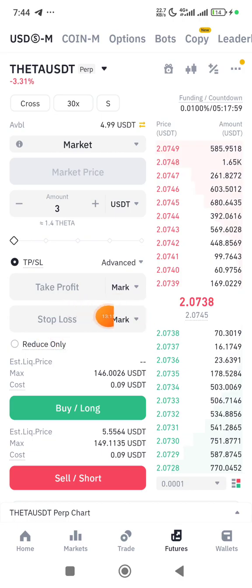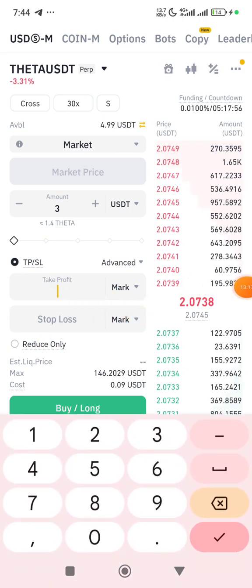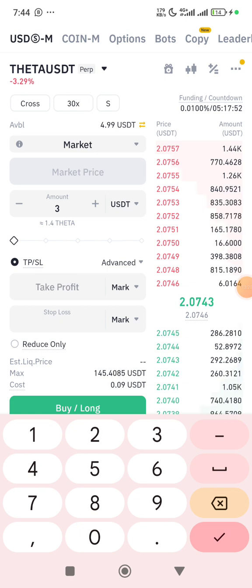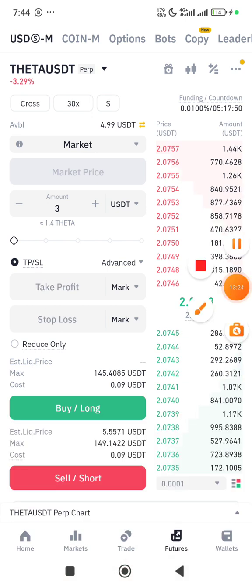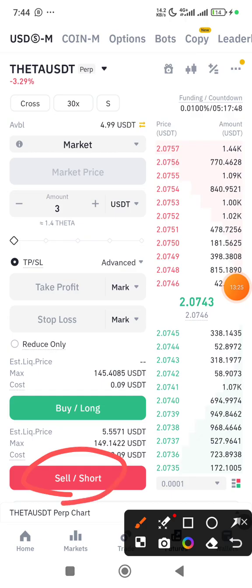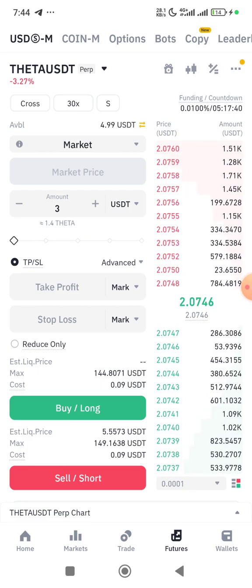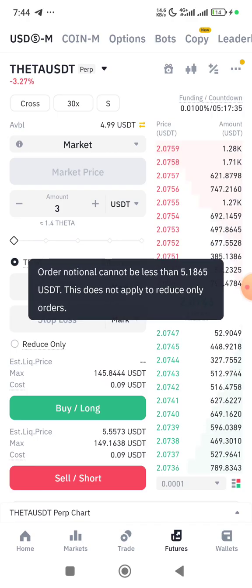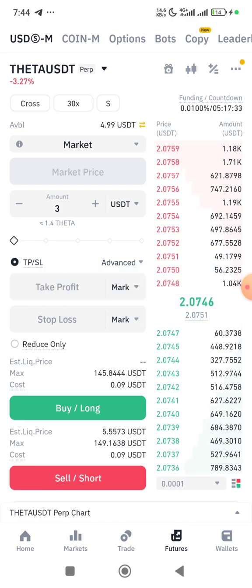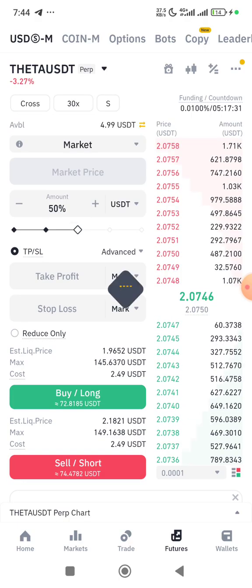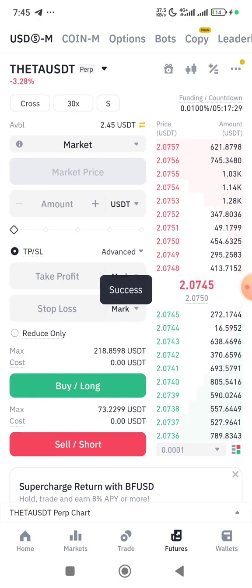Now you can see, you can set your TP here, given to you based on the signal, and you can set your SL here. Once you do that, it's a short trade. That is a sell. I want to enter the market on a sell, so I tap on short. If the signal says buy, which is long, you choose buy. If the signal says sell, which is short, you choose sell. So I tap on short. Okay, order cannot be less than. Okay, let me use 50% of my balance. Short. You see, I've entered the market.